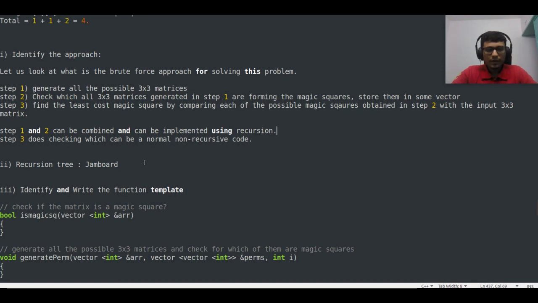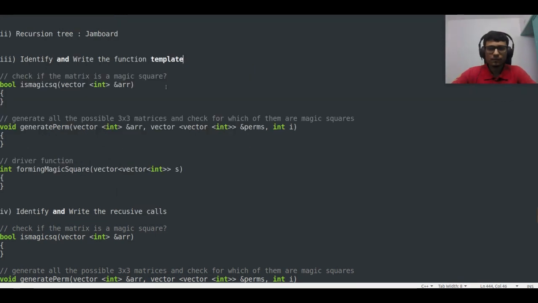And since we have already looked into how we can draw the recursion tree for the permutations of a given set of numbers or a string, I'm skipping this step here. So next we'll look into how we can identify and write the function template.